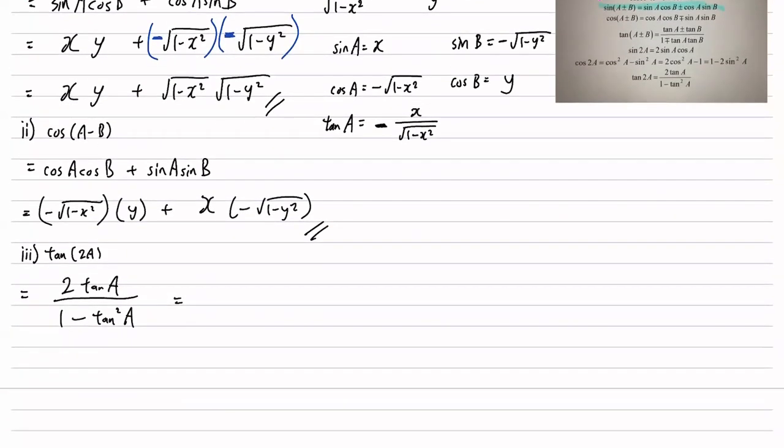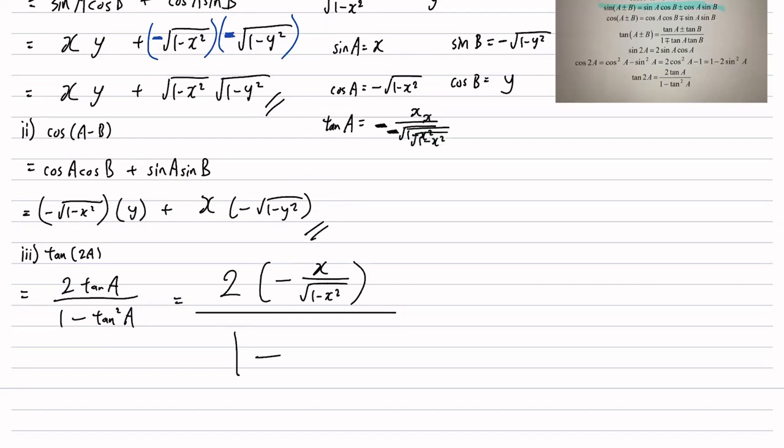Do I need to do it, or can you do it on your own? Maybe I'll just demonstrate. Okay, 2 times tangent A, so 2 times negative x over square root 1 minus x squared, all divided by 1 minus tangent squared A. So we're going to take the entire thing, copy and paste it over, bracket power 2.